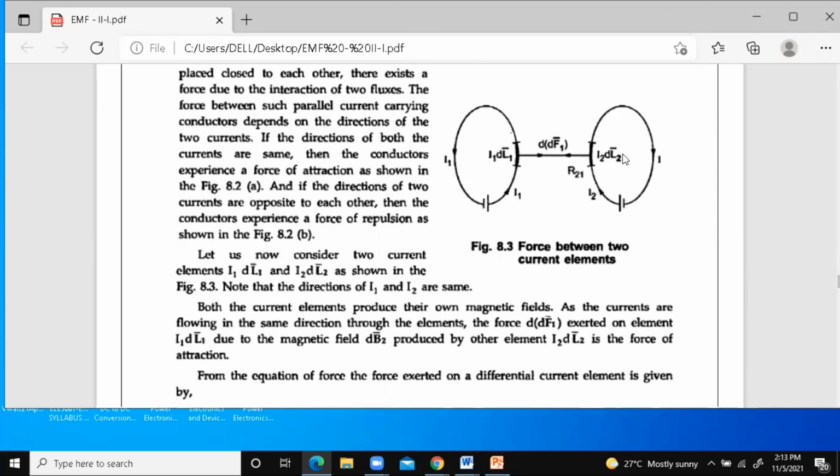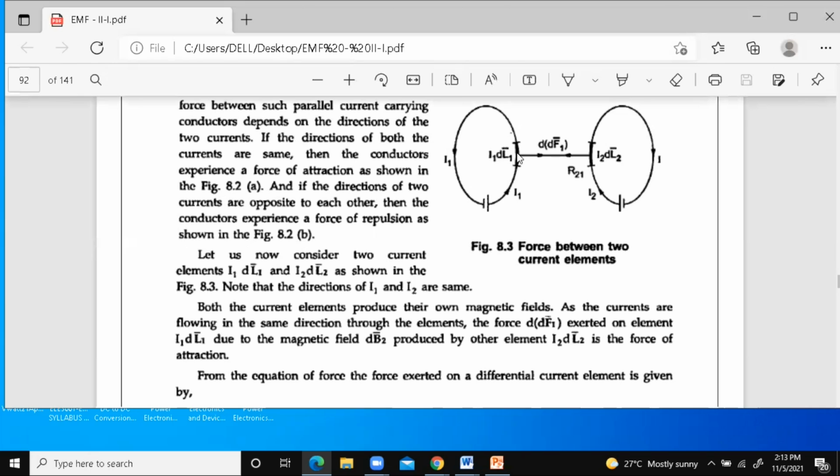Let us now consider the two current elements, I1 dL1. So here is your current going around, your current here. So your circular path is here. So I1 dL1, this is your dL1, and this is your I2 dL2.